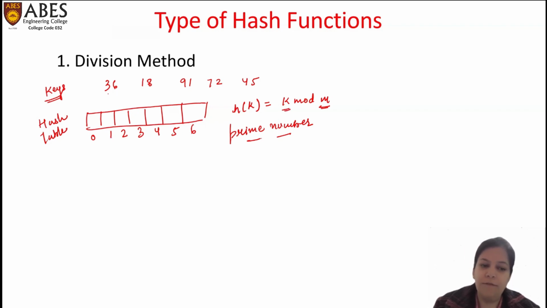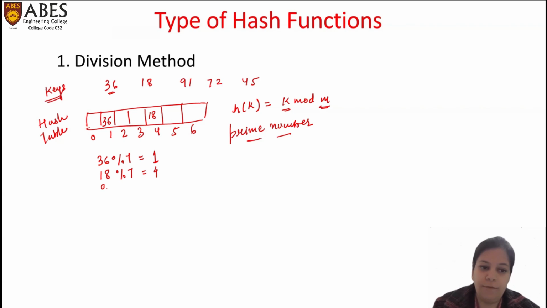Now, suppose the first value is 36. We are going to modulo it by 7. So we will get 36 modulo 7, and this will produce a value 1. So 36 will be stored in the hash table at index 1. The next value is 18. We are again going to divide it by 7, and we have to find out the remainder. As the remainder will come out to be 4, 18 will be stored in the hash table at index 4.